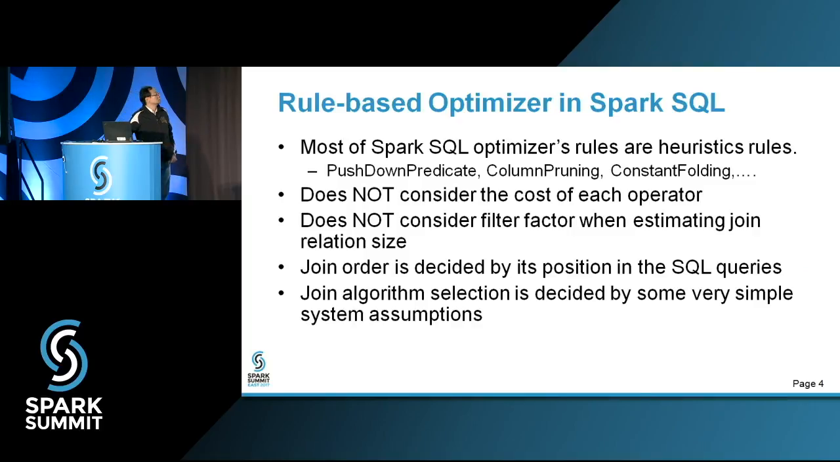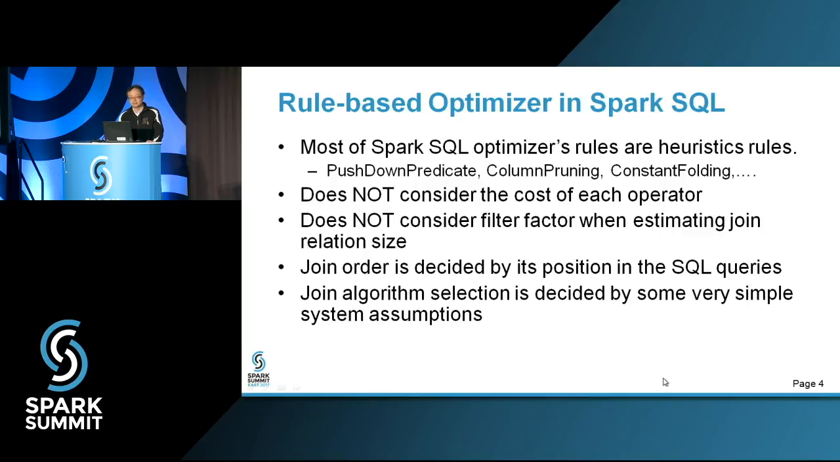As you know, Spark SQL optimizer basically is a rule-based optimizer. It has all kinds of heuristic rules. For example, there's predicate push-down. It tries to push down the predicate expression close to the table relation node as much as possible. And column pruning basically means that we want to prune out those columns which are not referenced in a user query. And then also there's constant folding.